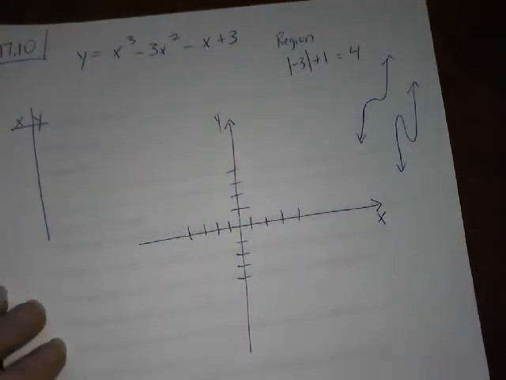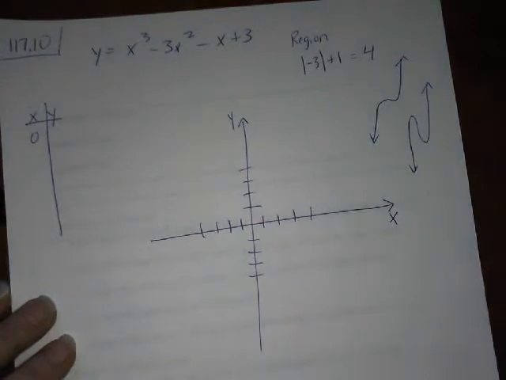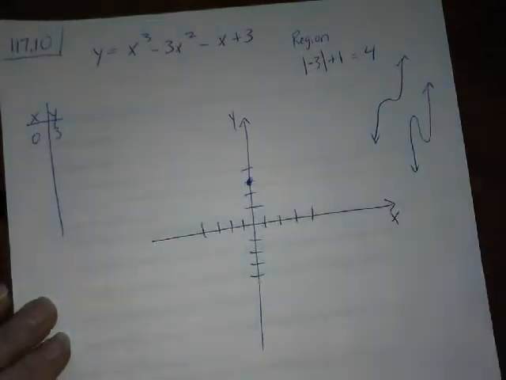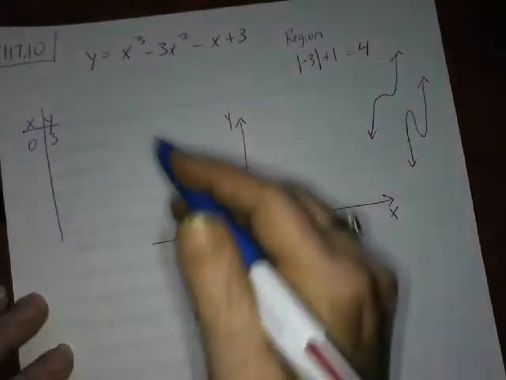I think I can see where the y-intercept is already just by looking at it. What would happen if I plugged in 0 for x? Well, I can easily see then 3 would be y. So there's a point, and then I can find the x-intercepts.